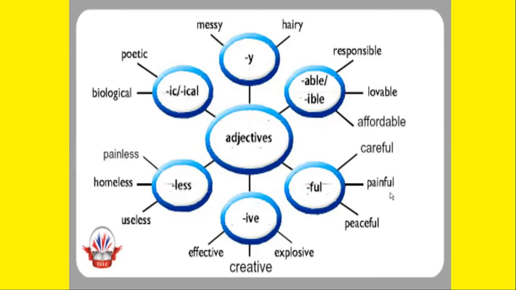Painful. Then ive, explosive, creative. Effective. Create, creative, explode, explosive, effect, effective. Root words තමයි effect, create, explode. The next one, less. Less means without. Pain, painless. Home, homeless. Useless. Then ic, ical, poetic, biological. Right. These are the most common examples I have cited here.